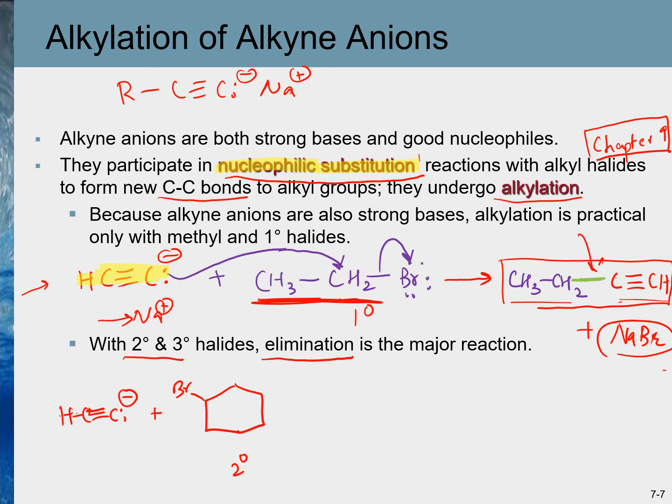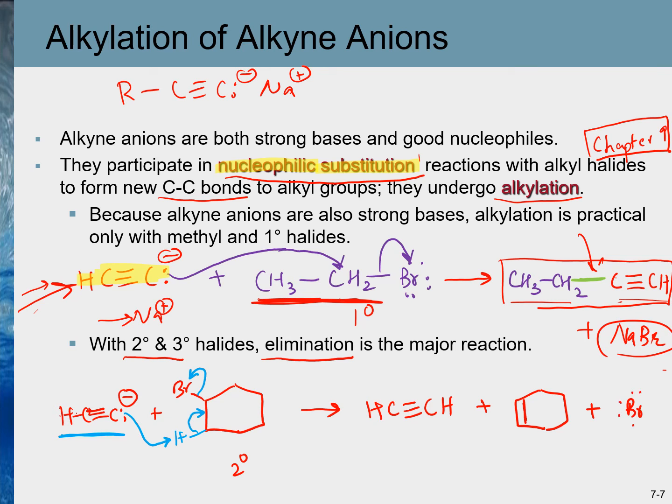Instead of replacing the halogen in the way it did in the previous reaction, what will happen is that now the alkyne anion will act as a base, because it's also a strong base, and it will remove the proton from the adjacent carbon. So this proton is removed and this bond goes here and the leaving group leaves, and the end product in this case would be the formation of an alkene. Nucleophile will just act as a base and grab a proton, so there's an acid-base reaction, and plus we will get an alkene in this case, and plus the leaving group. So this kind of reaction is known as elimination reaction.